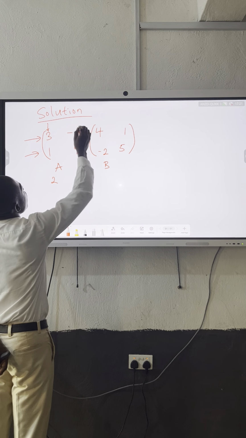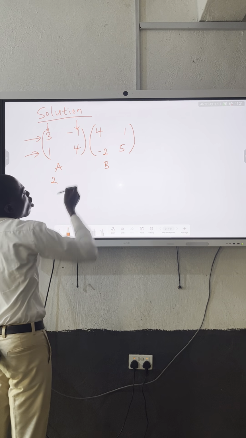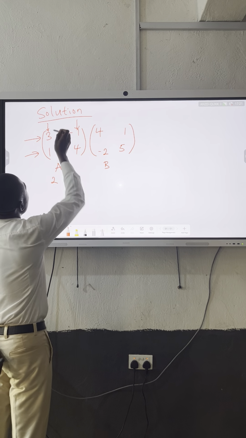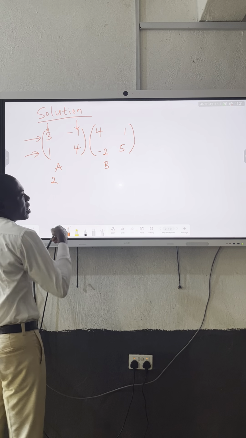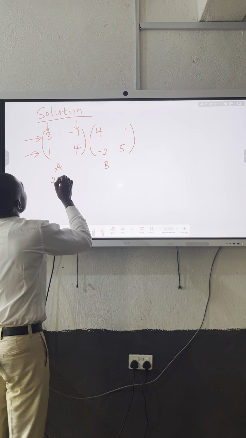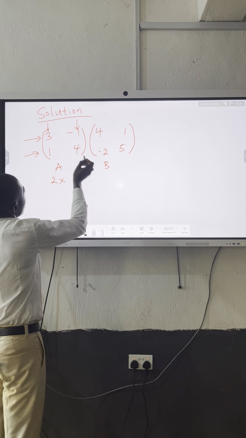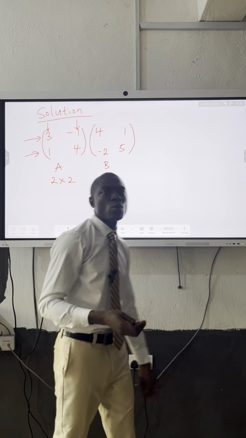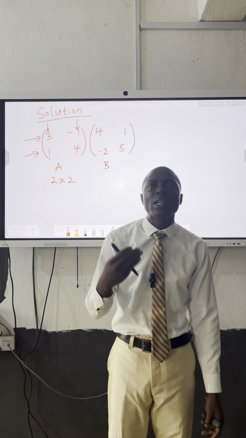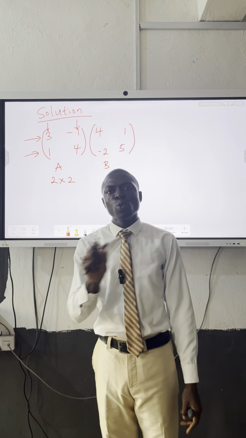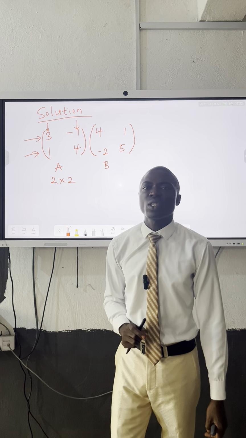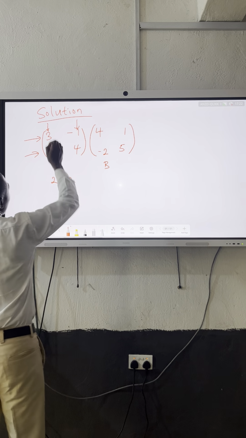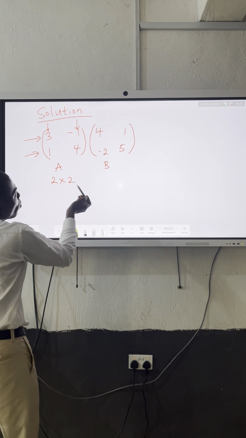Minus 1 and 4, if you go vertically like this, they are in column 2. Remember, 3 and minus 1 are in row 1, but 3 and 1 vertically are in column 1. So matrix A, for example, is of order 2 by 2. In this case, we don't say 2 times 2, we say of order 2 by 2. 2 by 2 means it has 2 rows and 2 columns. Row 1, row 2, column 1, column 2. That's why we say 2 by 2.